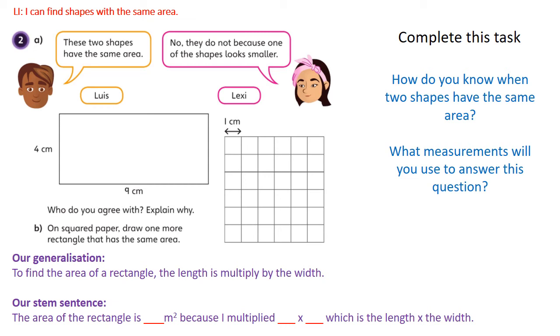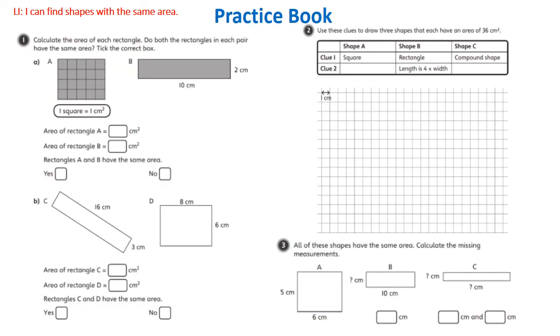Part B is I want you to draw your own rectangle which has the same area, but it cannot be the same as either of the 2 on this page. Then you're in your practice book.